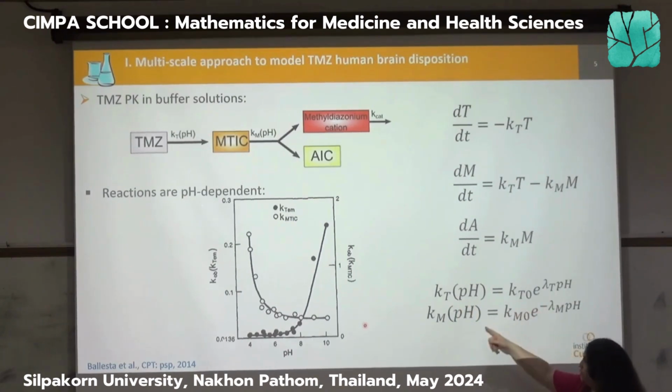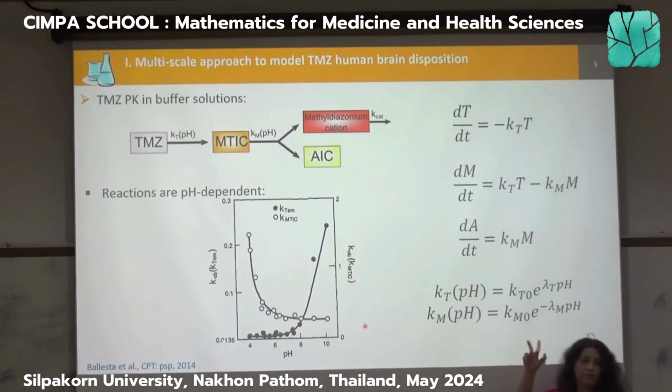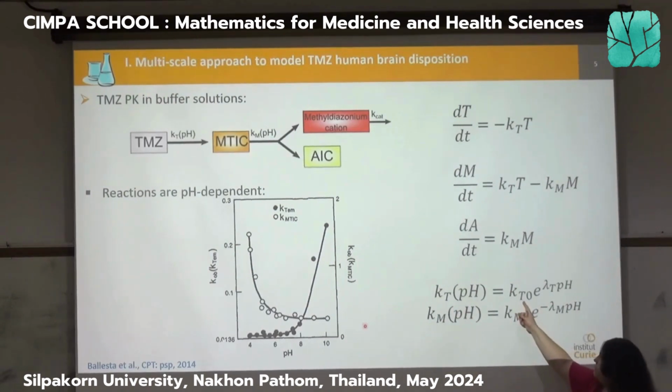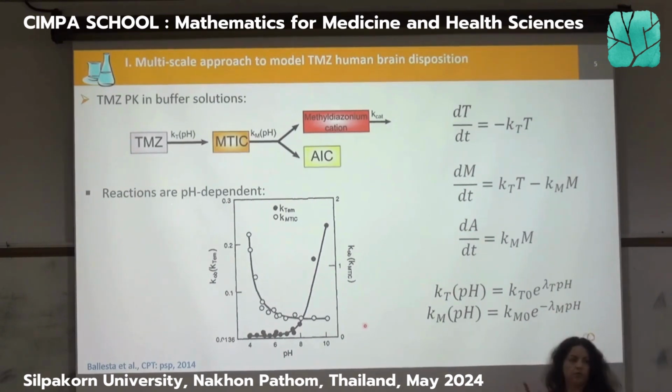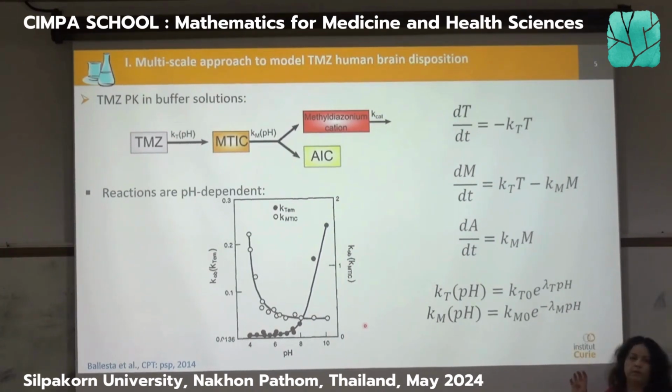So now, instead of having only one parameter, you actually have two: KT0 and lambda t. This means that your system doesn't have two parameters, but actually four parameters. What we want to estimate now, knowing the pH, because we can measure that, are KT0 and lambda t, and KM0 and lambda m. This is what we want to estimate. Okay? So four parameters.